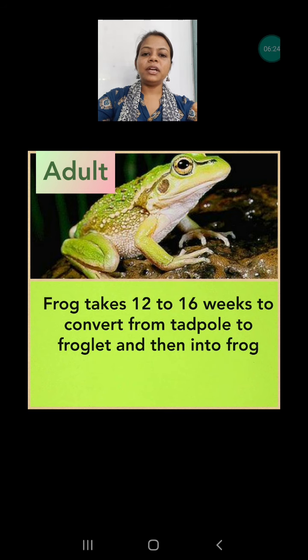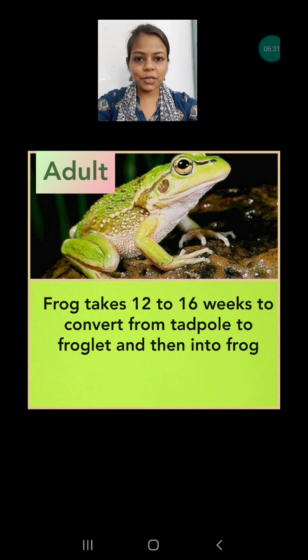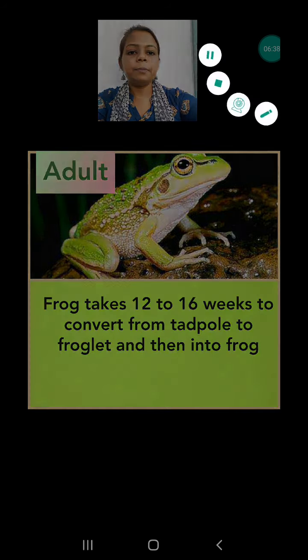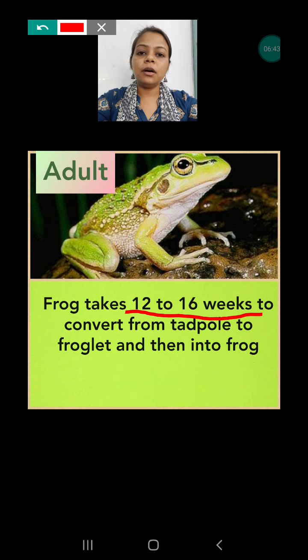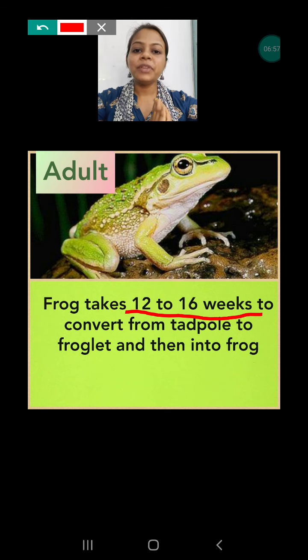As you can see, now the adult can jump over the ground, they can go into the water and swim, or they can catch insects with the long sticky tongue also. The total time period from the tadpole to the adult frog is 12 to 16 weeks. This is the time period when one tadpole is converting completely into an adult, from the tadpole to the froglet, and from the froglet to the adult frog.